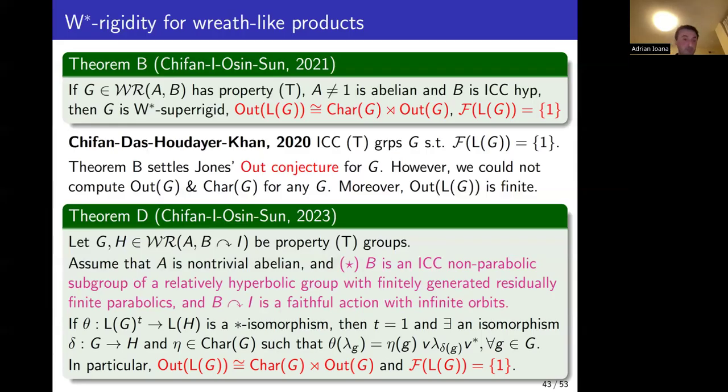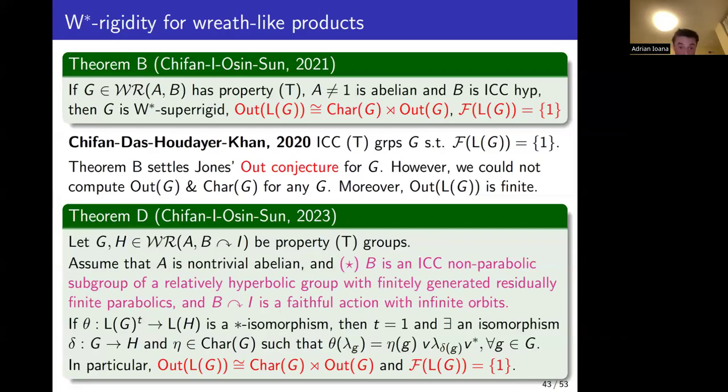Okay, so Theorem D shows that if you have a generalized Wreath-like product group with property T, where A is non-trivial abelian and B satisfies these more general conditions, then you still get all the consequences you want for the outer automorphism group and the fundamental group of L(G). And this is useful because in addition to this result, we could provide such generalized Wreath-like products that had prescribed outer automorphism groups and character groups.